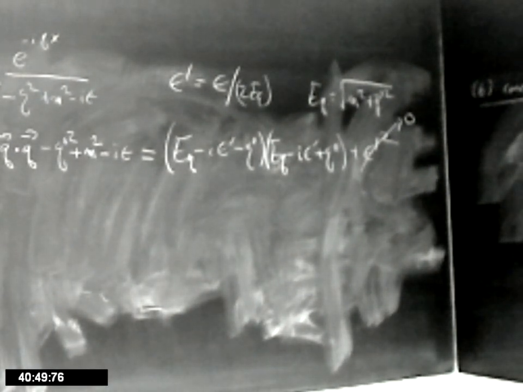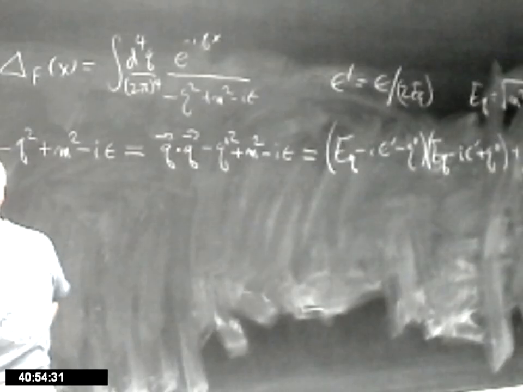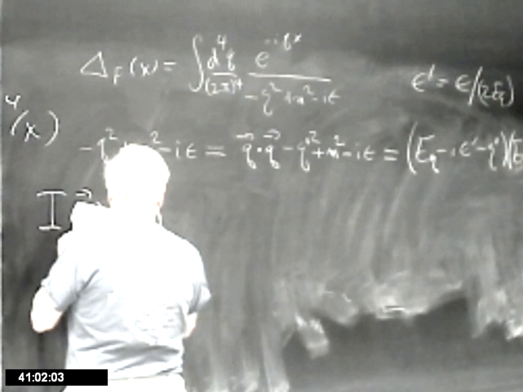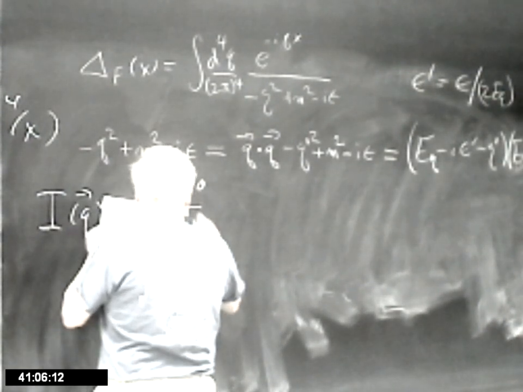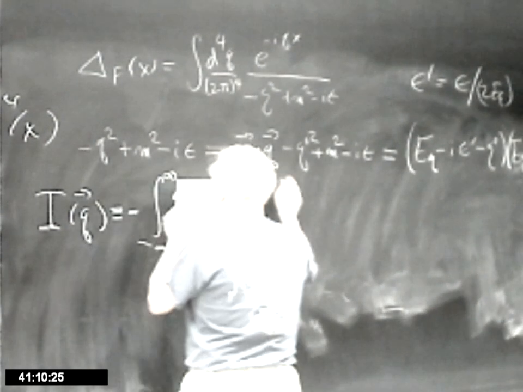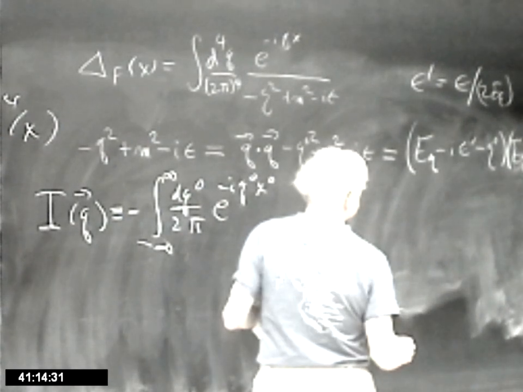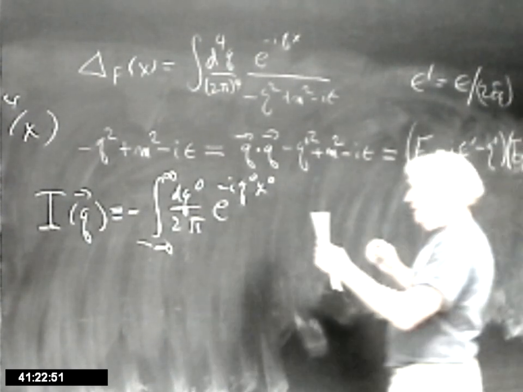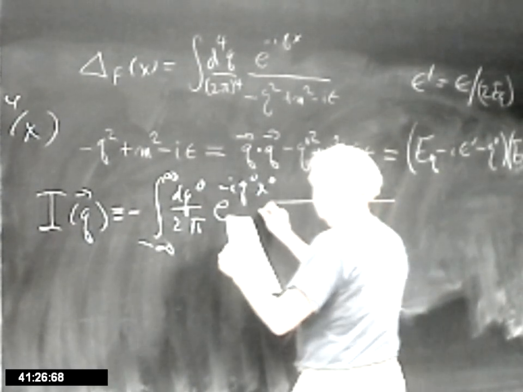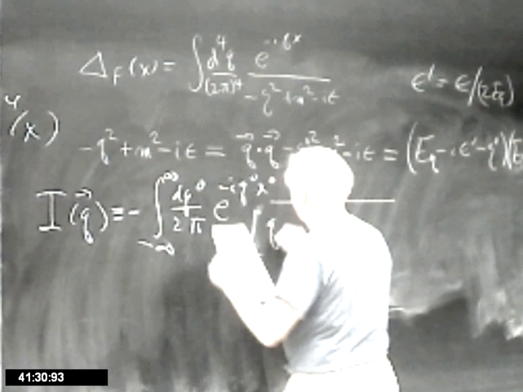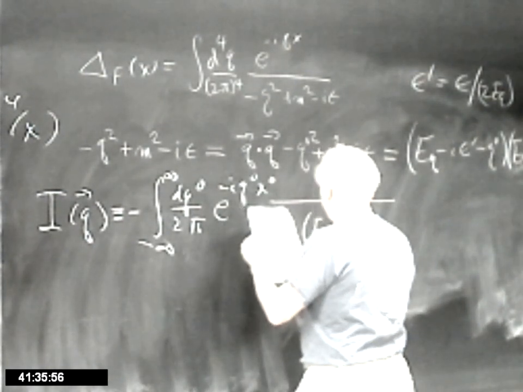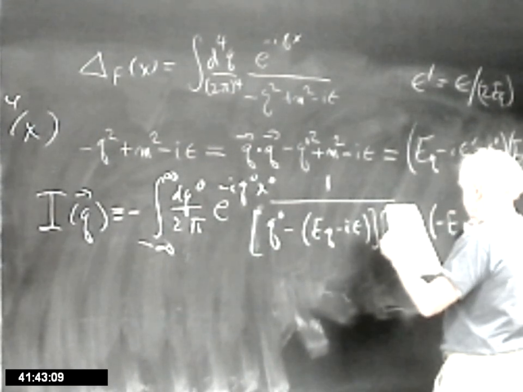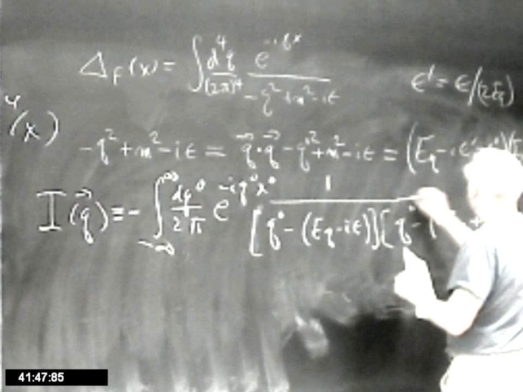Okay, so we dropped that. We now want to do the q zero integral. I of q then is going to be minus the integral from minus infinity to plus infinity dq zero over 2 pi e to the minus i q zero x zero. And now, where did the minus sign come from? The minus sign comes because I'm going to write these as q zero minus something. In fact, what it's going to look like is this: q zero minus E_q minus i epsilon, and I've dropped the prime, this is really epsilon prime, times q zero minus minus E_q plus i epsilon. So that's the way it looks.